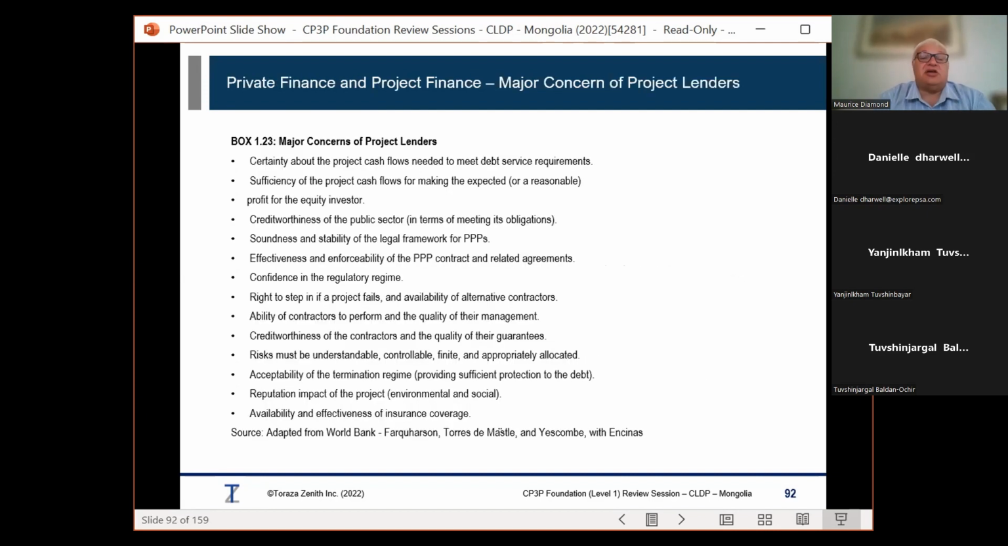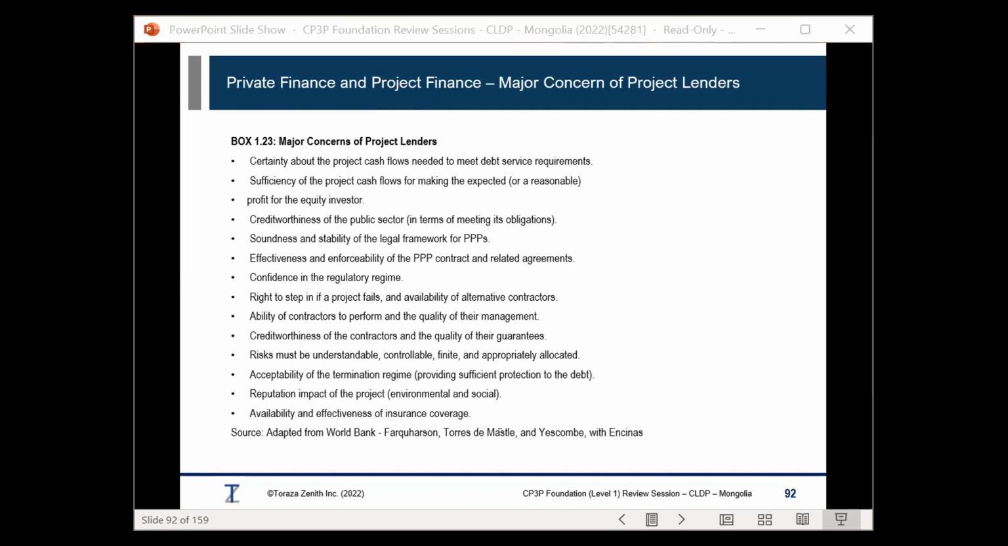Now, these are the major concerns of the project lenders. I'm going to do what I did before. I'm going to switch off my camera, but still leave the mic open. I want you to spend the next 3 to 4 minutes just reading this box of major concerns of project lenders. And after this session, just go back and have a look and see what that means in terms of how you can do PPPs locally or nationally.